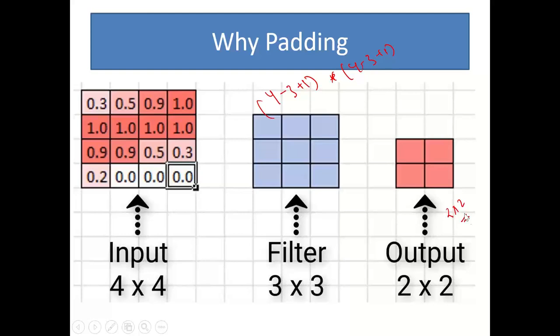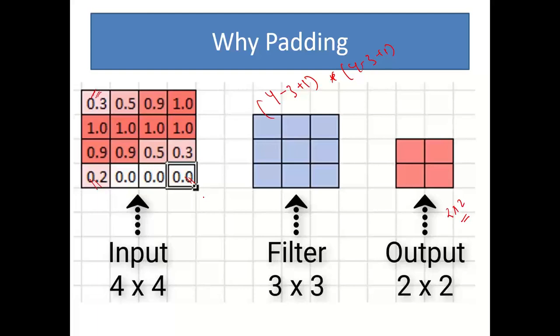That is an advantage and a disadvantage, both. If you check here, we are going to lose a lot of information. Generally the boundary or edge information is going to be lost, because the 4x4 matrix is converted into a 2x2 matrix. So the edge or boundary information is going to be lost.